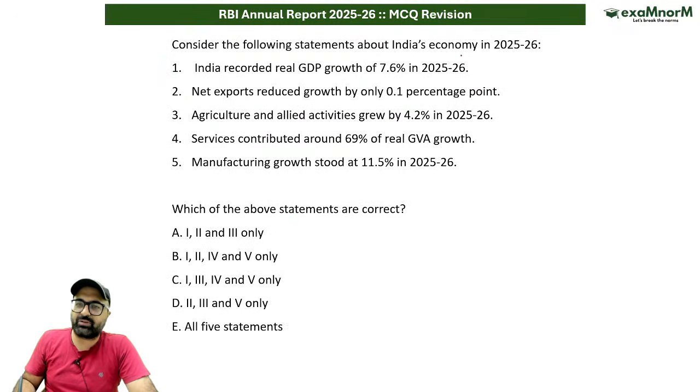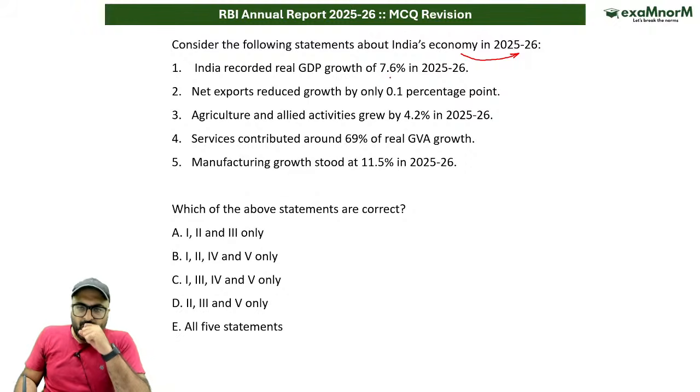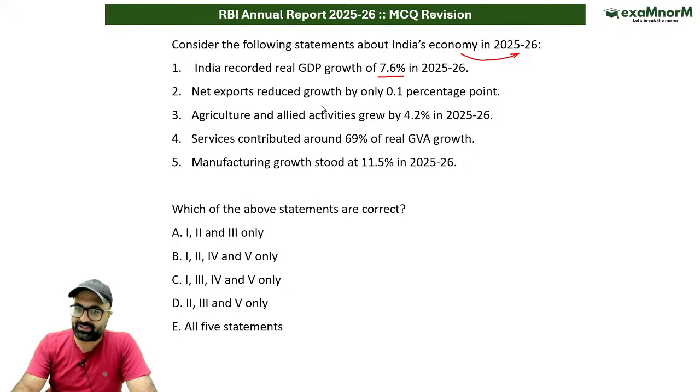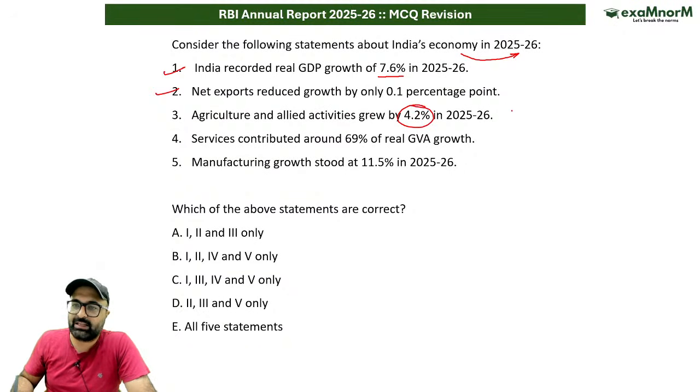Consider the following statement with respect to India's economy in 2025-26. India recorded real GDP growth of 7.6% in 2025-26. This is correct. Net exports reduced by only 0.1%, correct. Agriculture and allied services have witnessed a growth of 4.2%. No, sir, this is wrong. They have witnessed a growth of 2.4%, not 4.2%.